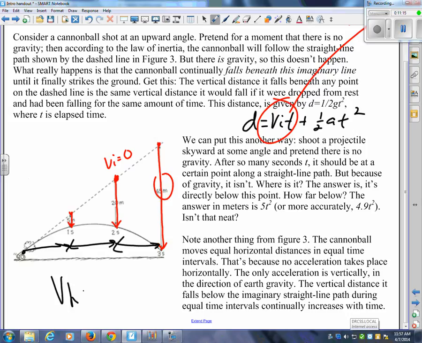Because the horizontal component is constant, provided that there's no friction. Okay? No acceleration takes place horizontally. The only acceleration is vertically in the direction of Earth gravity. The vertical distance it falls below the imaginary straight line path during equal time intervals continually increases with time.